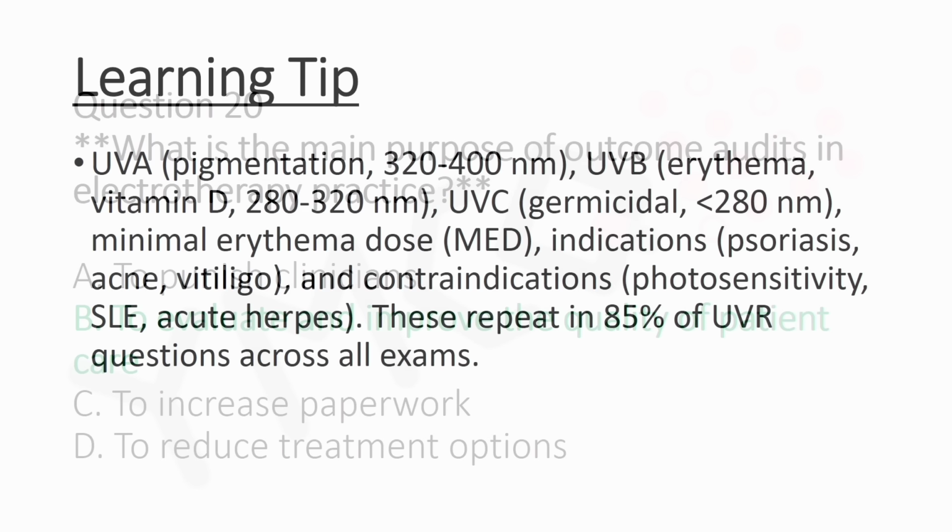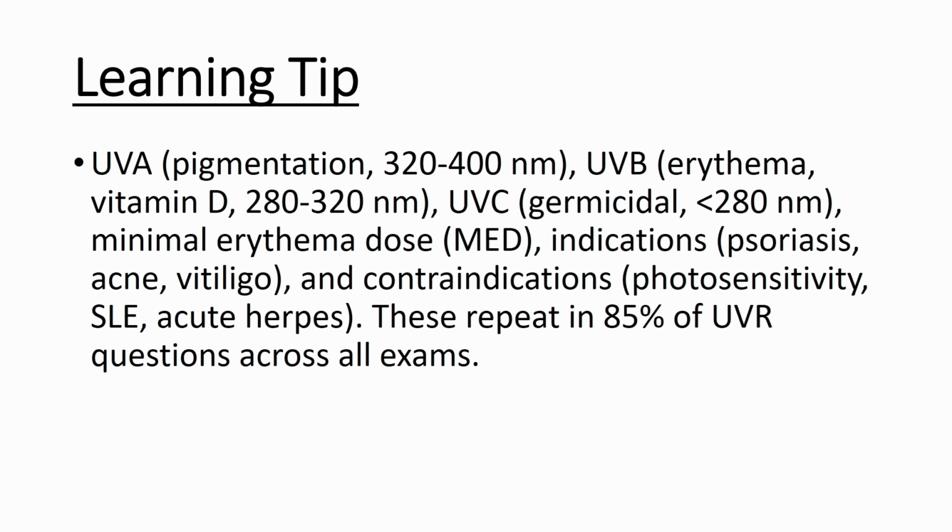Now let's start with the learning tip. UVA, pigmentation, 320 to 400 nanometers. UVB, erythema, vitamin D, 280 to 320 nanometers. UVC, germicidal, less than 280 nanometers.